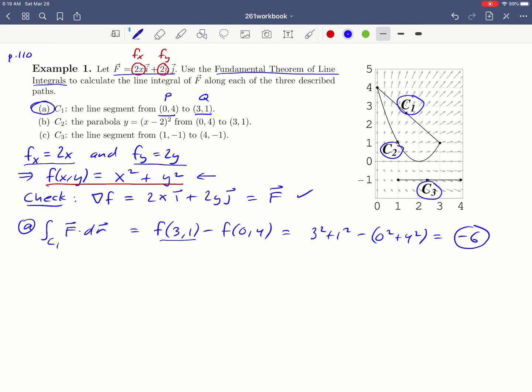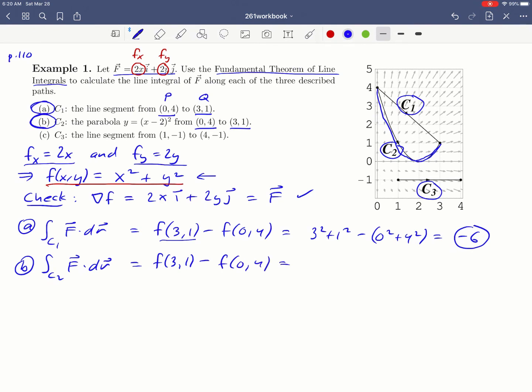Let's move on then to part B. Same type of question. We're being asked to calculate a line integral, but this time along a different path, C2, which in our picture is this parabola that we're looking at here. Because we're using the fundamental theorem of line integrals, it really doesn't matter what the path is that we're traveling along, only the starting and the ending points matter. (0, 4) and (3, 1). Notice that those are exactly the same points as in part A. And so we're going to get exactly the same answer that we did in part A.